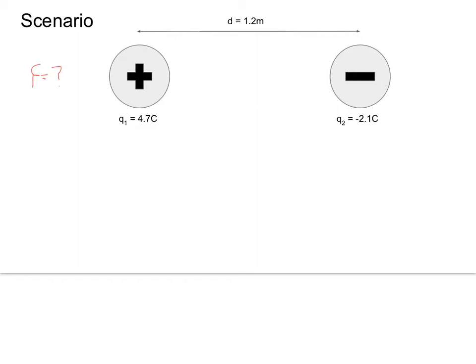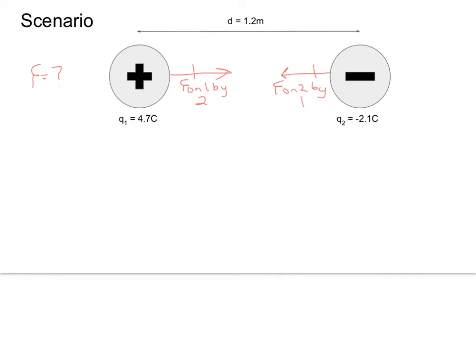Okay, so let's start by mapping out the interaction. We have a positively charged object and a negatively charged object. We know they're going to attract each other. So the force on 1 by 2 is going to be to the right, and the force on 2 by 1 is going to be to the left. Now Newton's third law tells us that the force on 1 by 2 and the force on 2 by 1 have to be equal forces. The question is, again, what is that force?